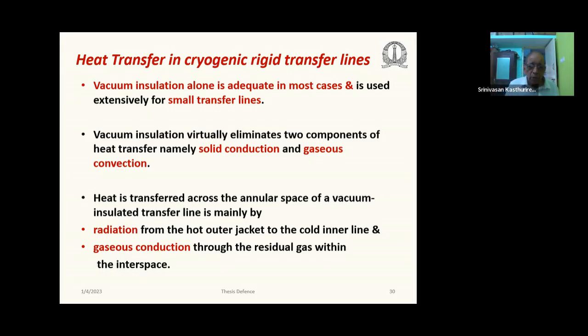Now heat is transferred across the annular space of the vacuum insulated line mainly by only two methods. One is radiation heat transfer, from the hot outer vacuum jacket to the cold inner line. And secondly, there is gaseous residual gas conduction, that is, through the residual gas in the interspace. So there are two heat transfers which are occurring in this.